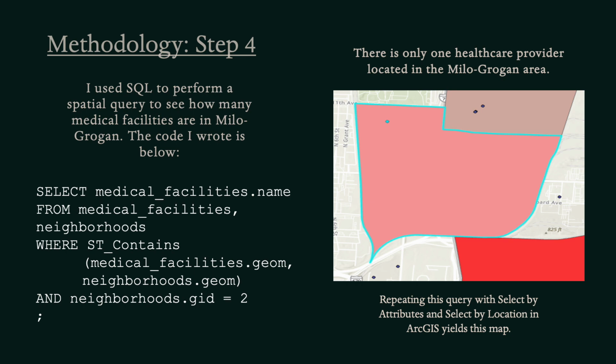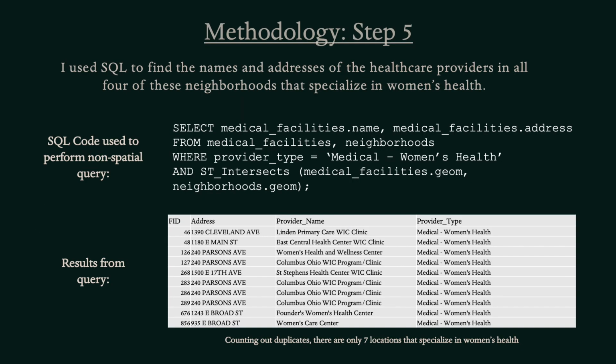I used a select by attributes query in ArcGIS to visualize that one facility within those neighborhood boundaries, as you can see on the slide. Next, I also wanted to write an SQL code to see how many healthcare providers in all 4 of these neighborhoods specialized in women's health in particular. I wanted to query the database so that I could obtain the name of each provider and the address for each provider. The code I executed in pgAdmin is shown on the slide.